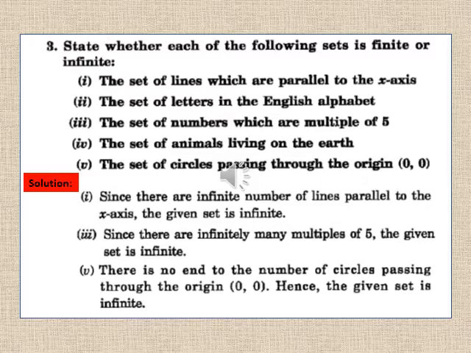Clear? Third is the set of numbers which are multiples of 5. Now multiples of 5: 5, 10, 15, 20, 25, 30, 100, 200.